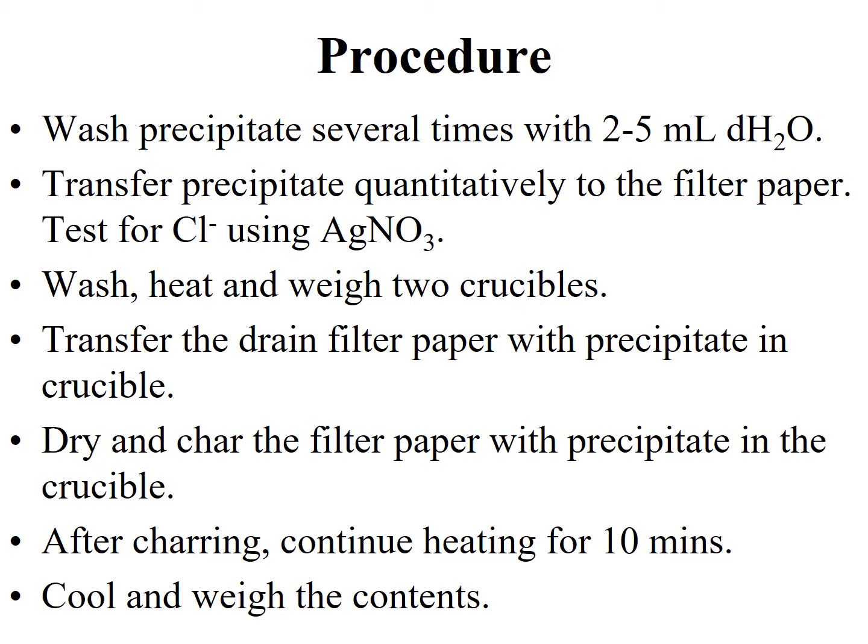It may be necessary to rotate the crucible from time to time, and when the dark organic material has completely burned away, set the crucible upright and continue heating with the hot flame for 10 minutes. Then you cool it and weigh the contents. Be sure that you are using tongs in all of these steps.